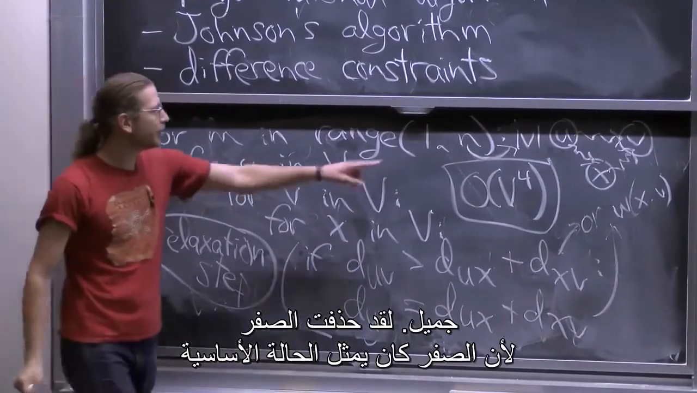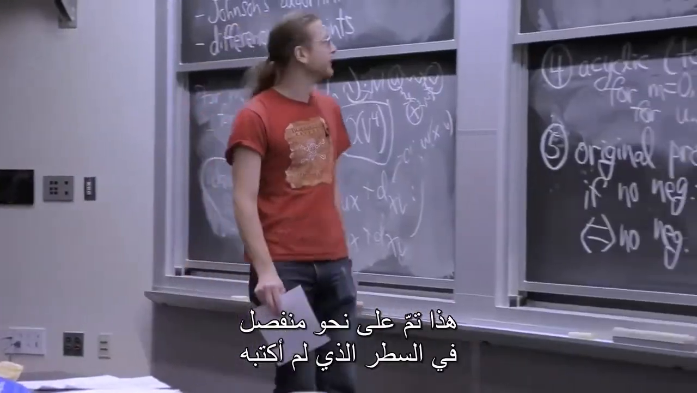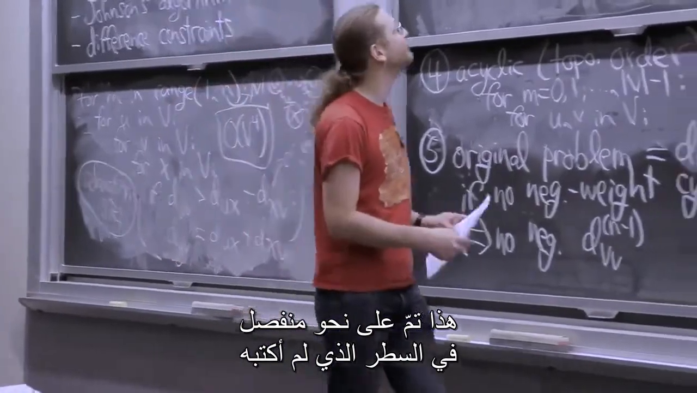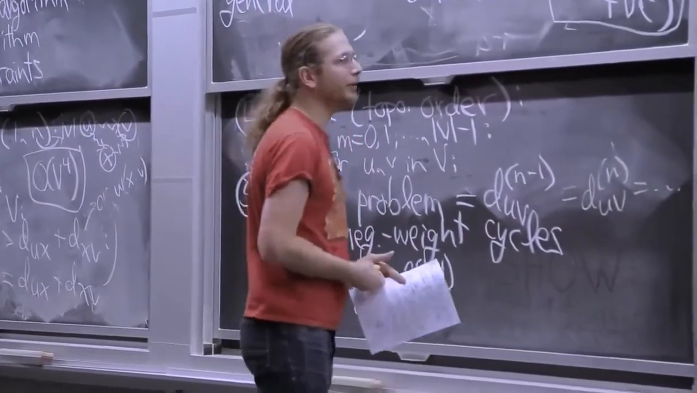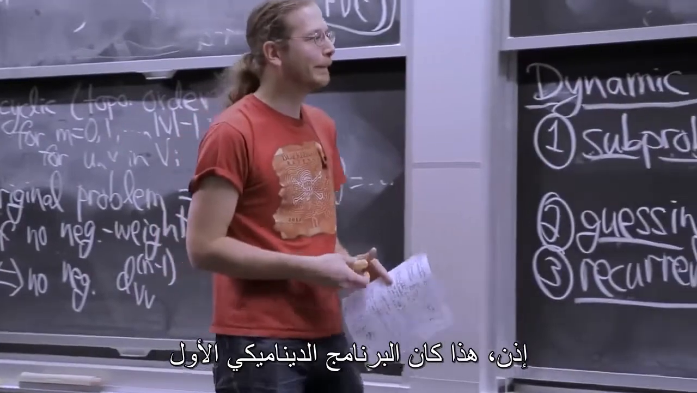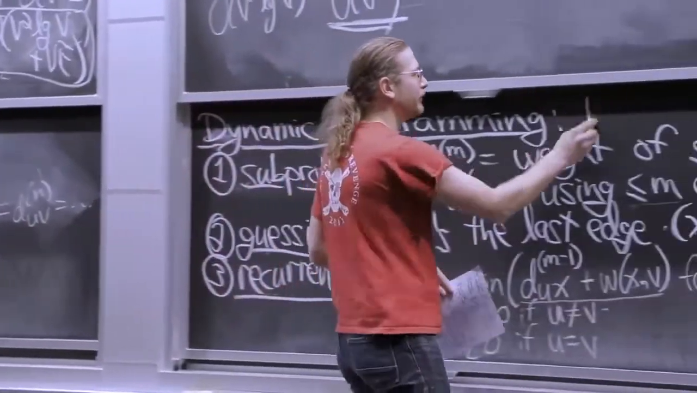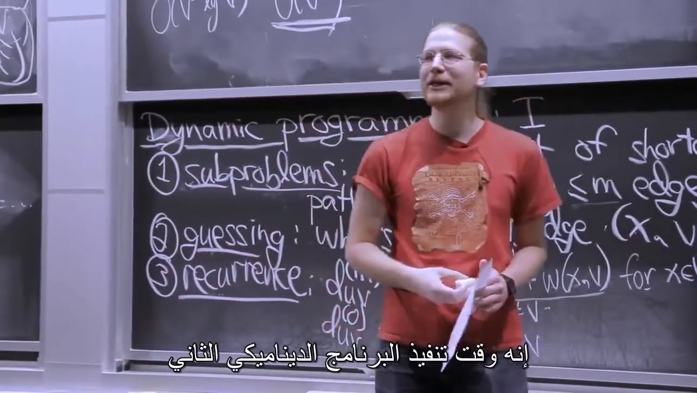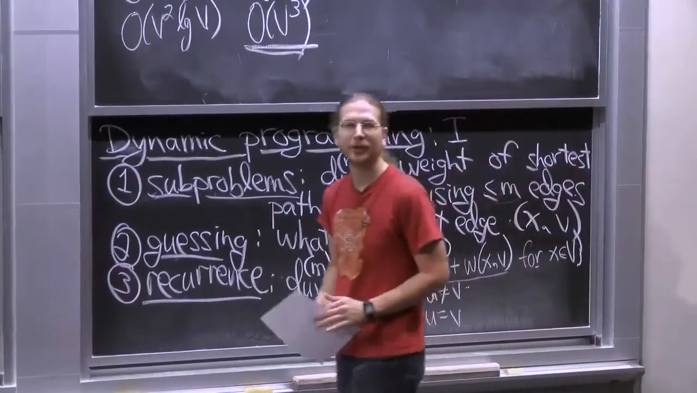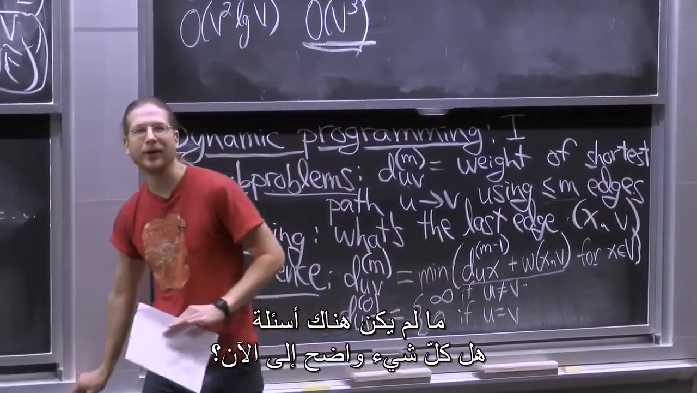Cool. I omitted 0 because 0 was the base case. That's done separately in a line that I didn't write. OK, so that was DP1. Time for DP2. Unless there are questions. Everyone clear so far?